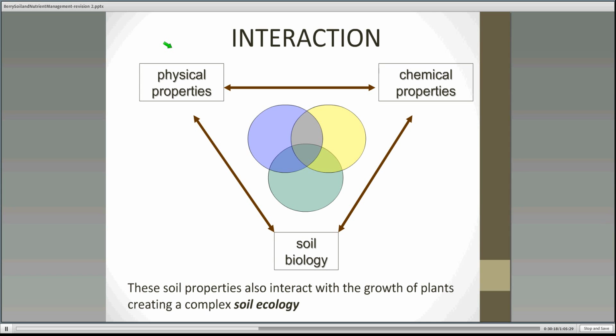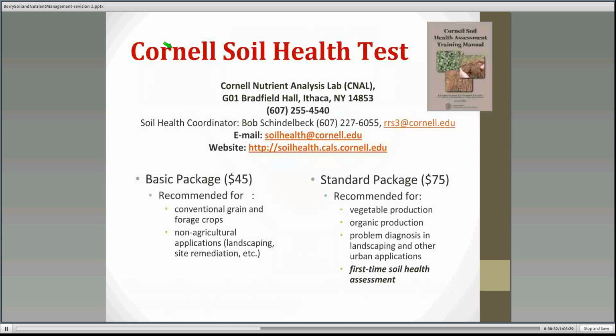Chemical properties are the most understood, and they're the easiest to modify of those three, but we can also influence soil physical and biological properties to enhance plant performance. And that's why the soil health test is so valuable, because it gives us some idea of what some of those constraints might be. So this is a slide that explains a little bit.